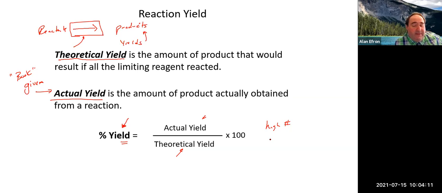And by a high number, I mean near 100% is really good. In most situations, you probably won't get 100% yield. Maybe in the 90s or something like that, which is really good. If you did an experiment where you got like 10% yield, that means that was pretty bad and you probably spilled stuff along the way or something bad happened. You lost something along the way.